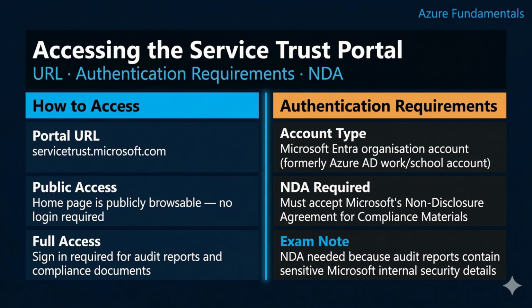There is one more important requirement. Before you can access certain compliance materials, you must review and accept Microsoft's non-disclosure agreement for compliance materials. This is a legal requirement because many of the audit reports and compliance documents contain sensitive information about Microsoft's internal security controls, and Microsoft needs you to agree to handle that information responsibly. This authentication and NDA requirement is worth remembering for the exam. It reinforces the idea that the STP contains real, sensitive compliance evidence, not just marketing material.